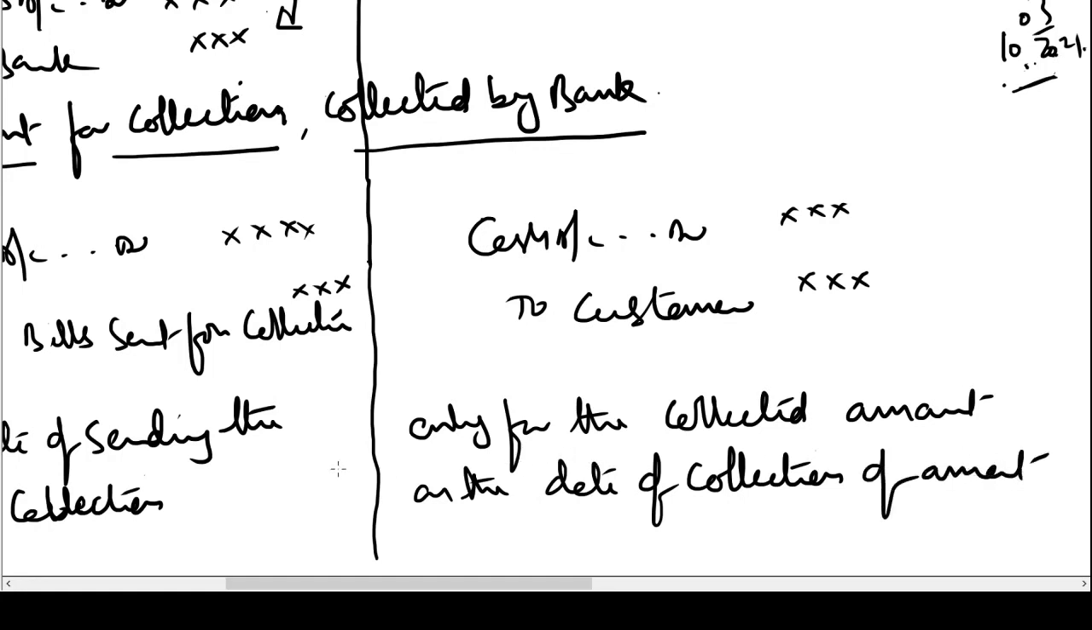The bank is not going to pass the entry on the date they receive the bill. They will write entry only on the day when money is received on that bill. That is the difference. So only for the collected amount and on the date of collection of the amount, the bank will pass the entry cash account debtor to customer.